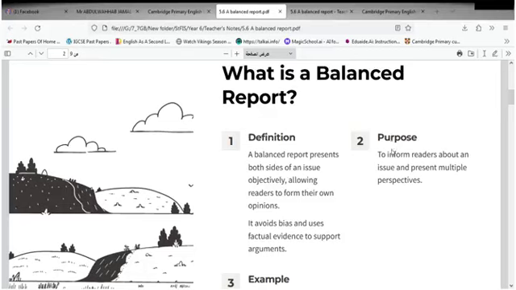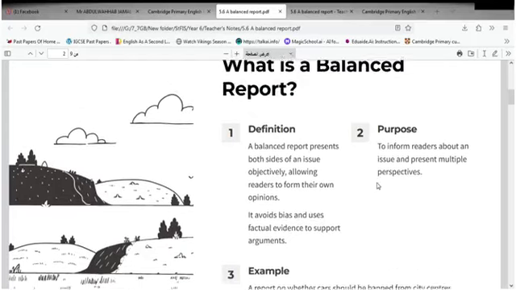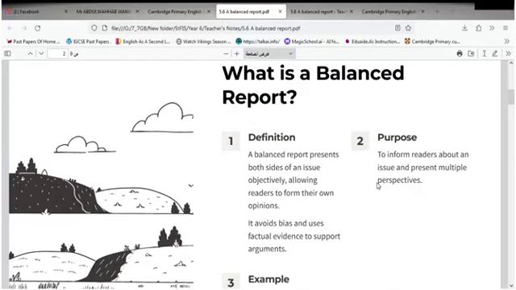The purpose of a balanced report is to inform the reader about an issue and to present multiple perspectives. It is to argue a point of view. You are presenting your point of view and you are trying to explain it, to provide evidence, yet you are going to the other hand, to the other point of view. So you are not against and you are not for. You are in the middle. You are balanced.